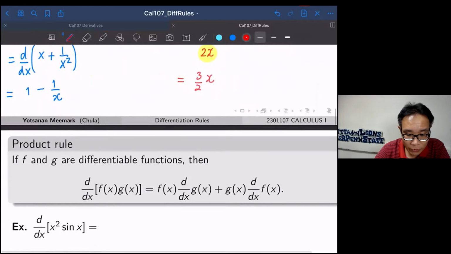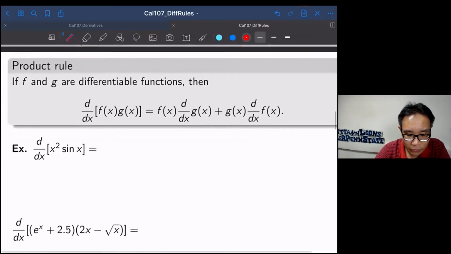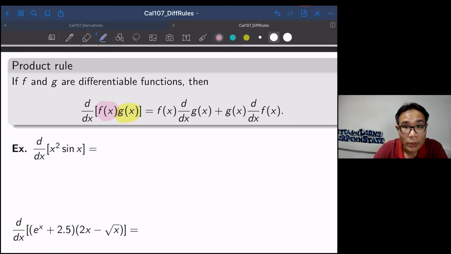So the thing that we will use in order to differentiate the product of functions turns out to be the thing called the product rule. When you have the product between f and g like this, you will use this formula, called the product rule, in order to find the derivative of the product.